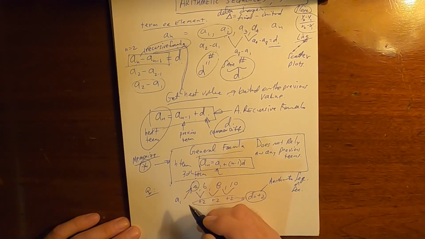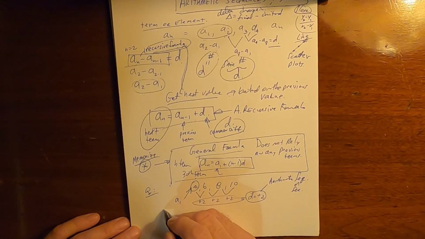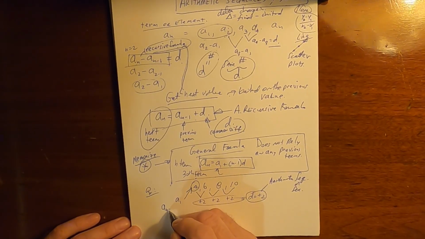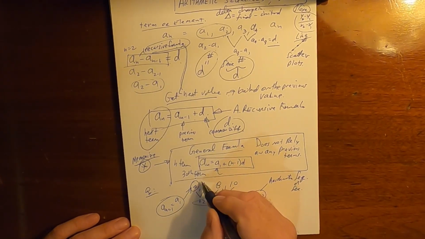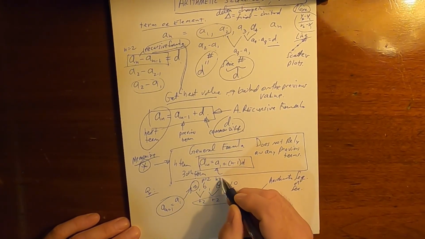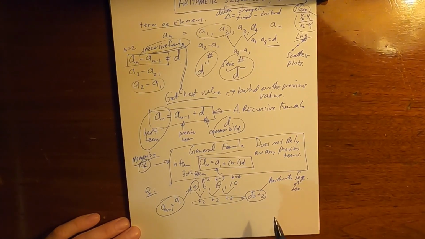Now, the first term here, meaning what? That's a_1, which means this is a when n equals 1. So n is 1, n is 2, n is 3, n is 4.